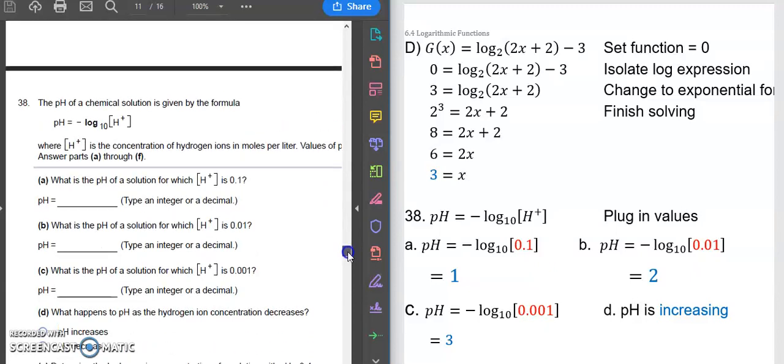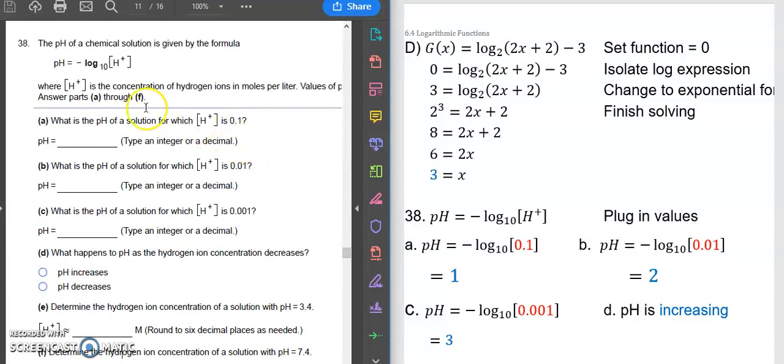Now moving to 38, it's asking us about a scenario, an application problem. It gives us this function here, and it asks us some questions about this function. So for part A, it's saying what is the pH of the solution when H plus is 0.1. So we're going to plug in 0.1 for H plus, and we'll evaluate it.